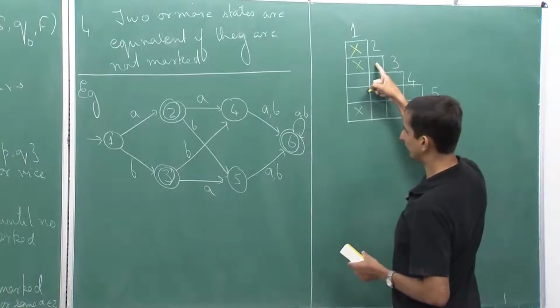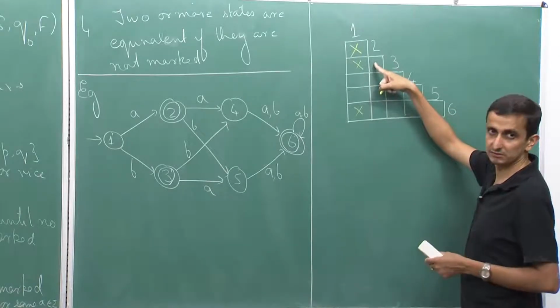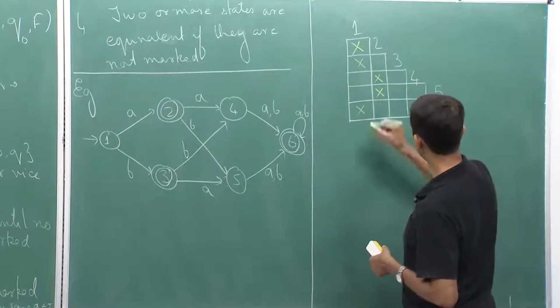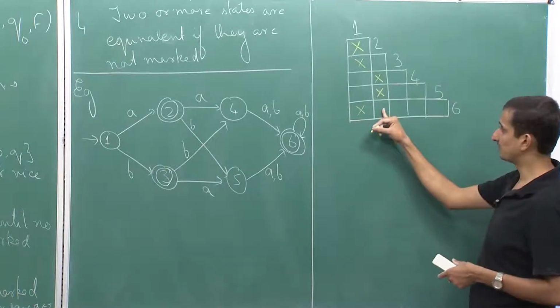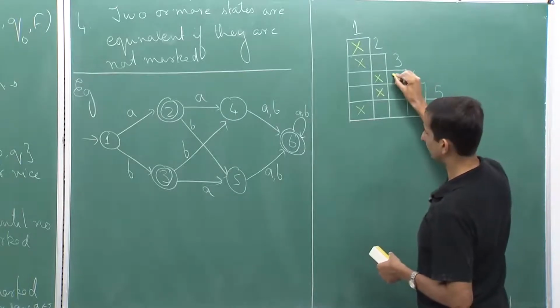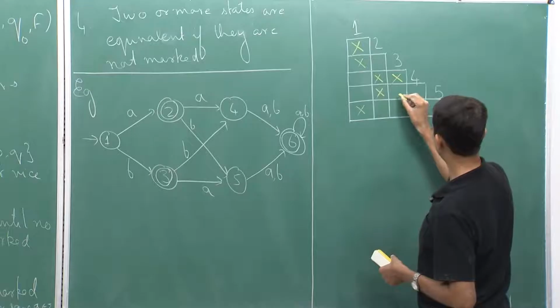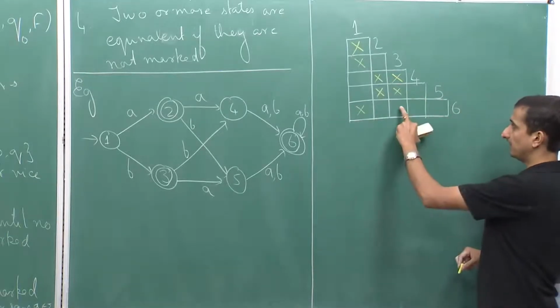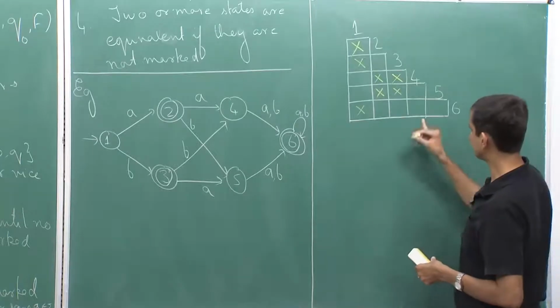Again between 2 and 3 I do not mark 2 comma 3 because both are accept states, but I mark 2, 4 and I mark 2, 5. Again I do not mark 2, 6 because both are accept states. Between 3 and 4 I mark 3, 4, it is an accept state. I mark 3, 5, it is an accept state. I do not mark 3, 6.